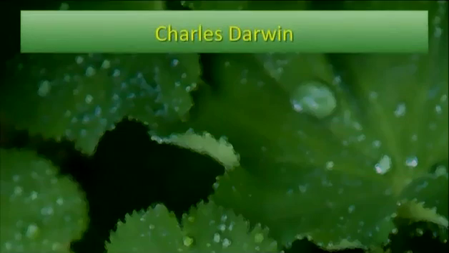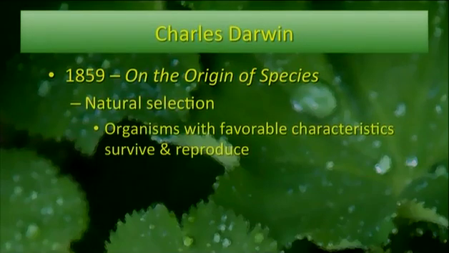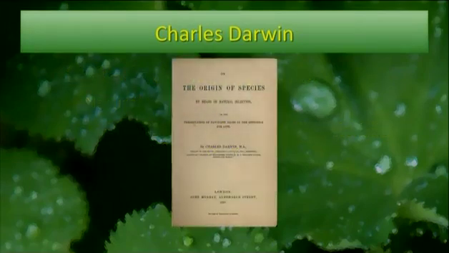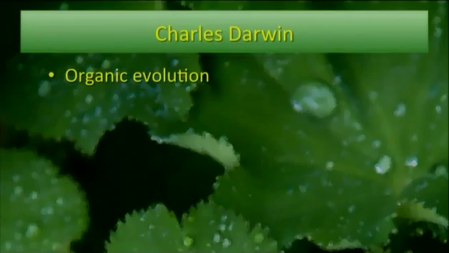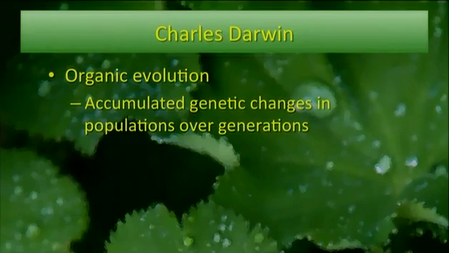Now, Charles Darwin, in 1859, published On the Origin of Species by Means of Natural Selection, arguing that organisms with favorable characteristics tend to survive and reproduce. This is the book, one of the most influential books of all time. Charles Darwin has been voted the most influential person of the last millennium. So organic evolution is accumulated genetic changes in populations over generations.